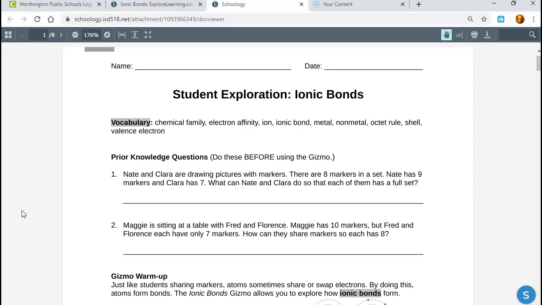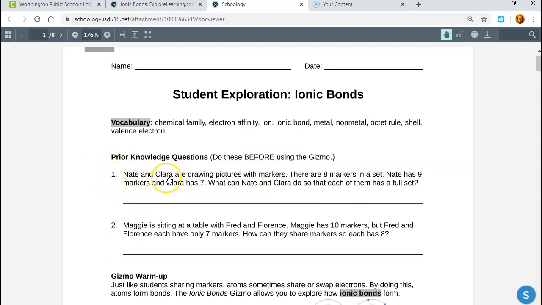So this paper you should be putting in Notability if you don't have a paper copy. If you have the paper packets I made, it's in there. And it starts off with a couple questions to do before using the Gizmo.